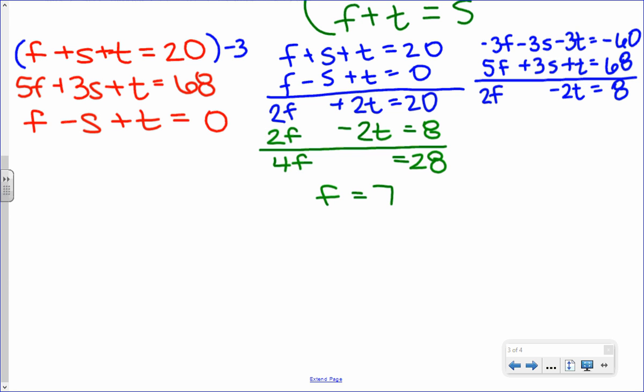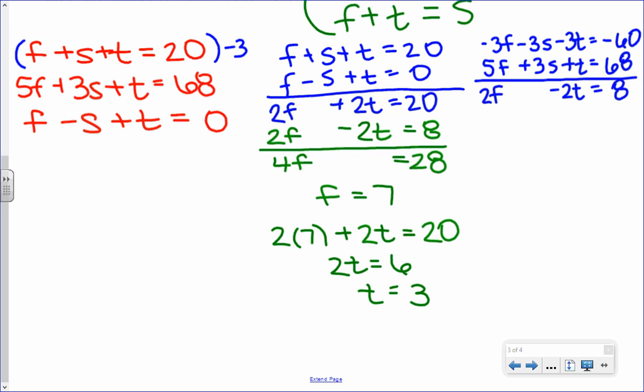Where should we go with that one? We're going to go back to one of these, right? I would probably come back to this one right here. Okay, 2F plus 2T equals 20. 2 times 7 is 14, so we get 2T equals 6. Or T equals 3. We have 3 third place finishers.